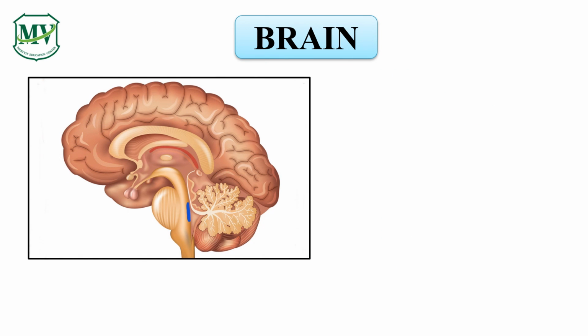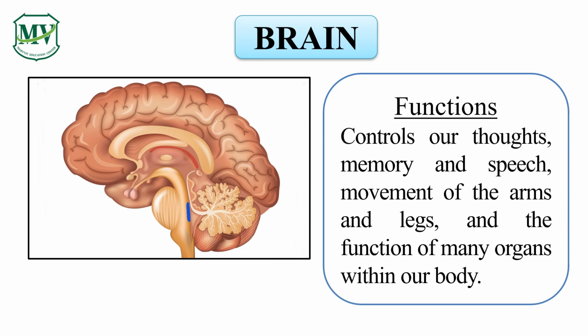What is the role of the brain in our body? The brain plays a very important role in our body because the functions of the brain control our thoughts, memories, and speech, movement of the arms and legs, and the function of many organs within our body.